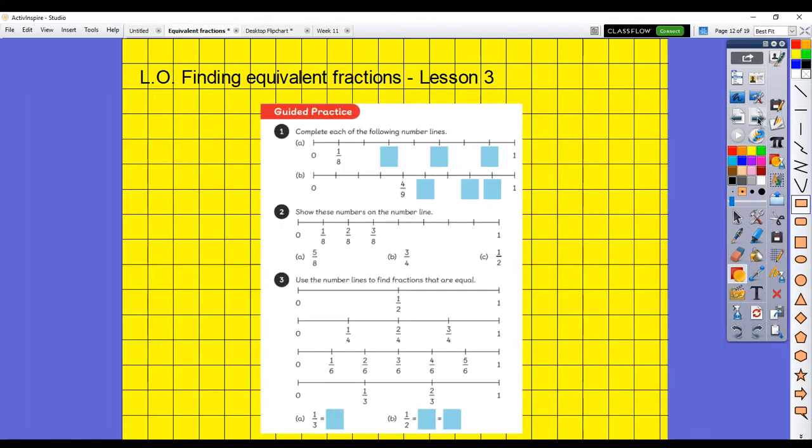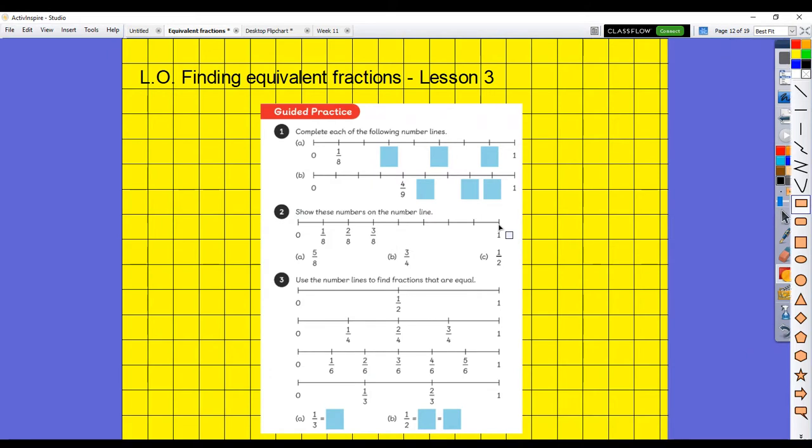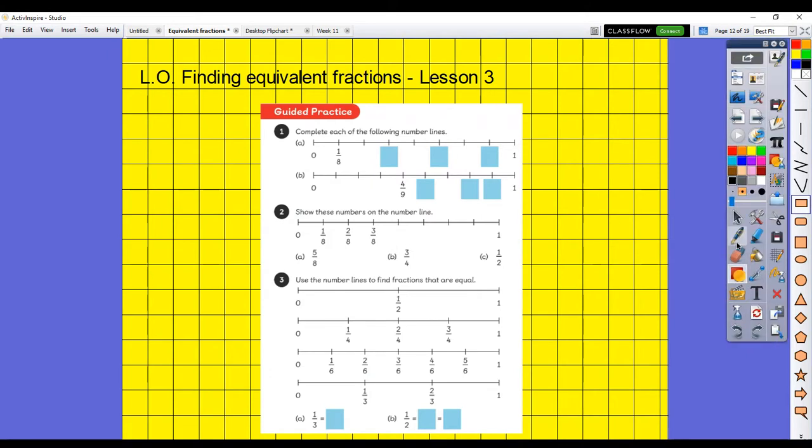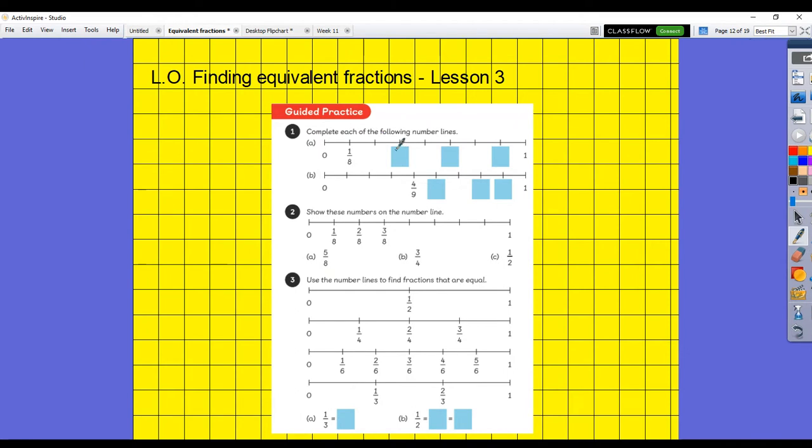Right, let's move on. So, guided practice. Let's complete each of the following number lines. So we have 1/8, that must be 2/8. So this must be 3/8. Okay. 4/8. Just like counting up. 5/8. 6/8. 7/8. Is there anything you notice about these numbers that we've just filled in? 1, 3, 5, 7. They're all odd numbers, aren't they? Okay, and then when we get to 8/8, that just becomes one whole. That's the whole chocolate bar.